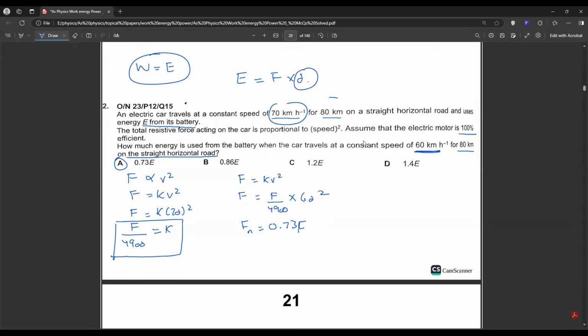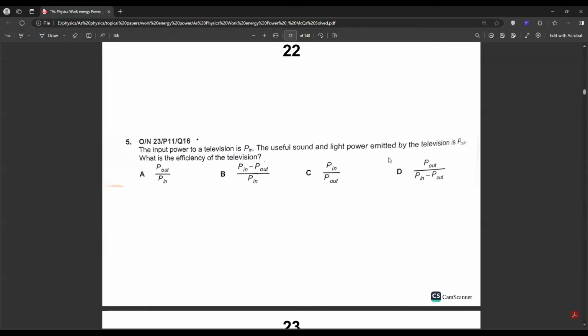And this distance is being kept constant throughout the journey. So whatever you get as the answer of force, you can equate it to energy. 0.73 E is your answer. Let's further move ahead. Okay, let's see this question.